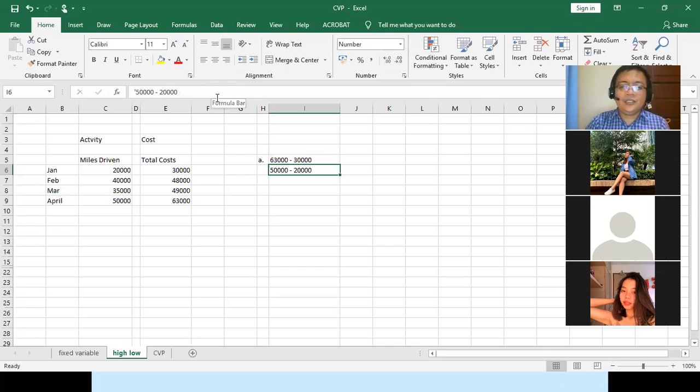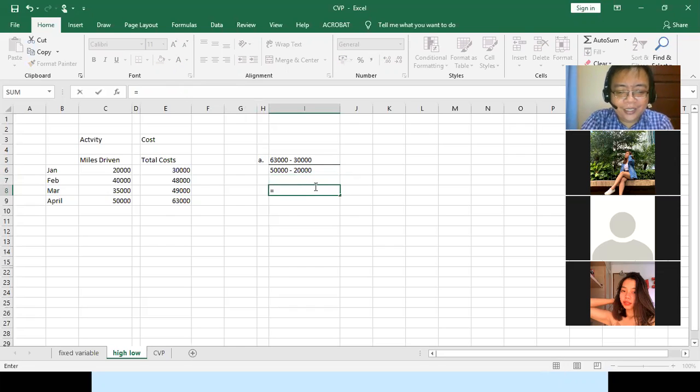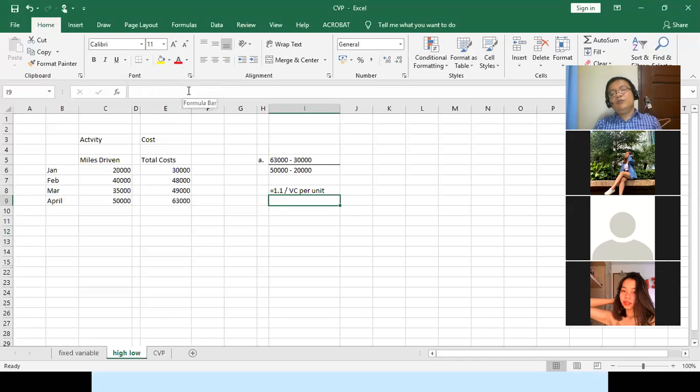So what is the answer for this? 63 minus 30. You have 33. 33 divided by 30. I think the answer here is 1.1. Memorize ko na to eh. Alright, the answer here is 1.1. Ano yung 1.1? 1.1 is your variable cost per unit. Alright. So far, any question?